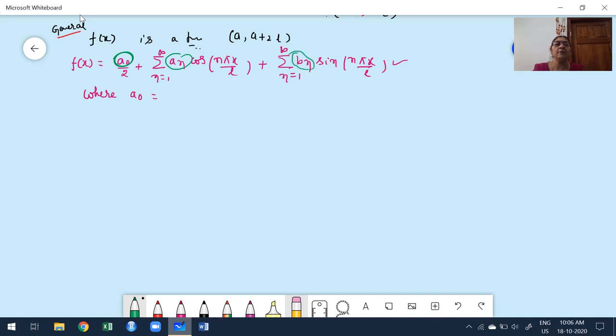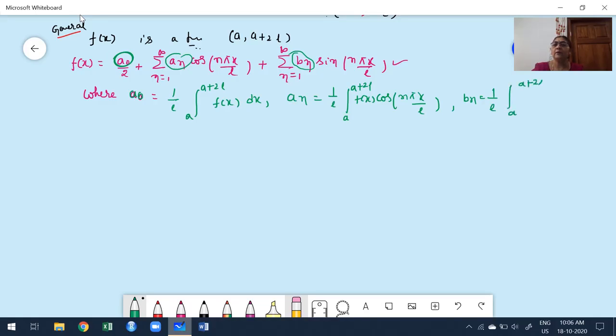Therefore, now finding the values of a naught, a n and b n. The formula for finding a naught is 1 by l, integral over the interval a to a plus 2l of f of x dx. a n is 1 by l, integral from a to a plus 2l of f of x cos of n pi x by l dx, and b n is 1 by l, integral from a to a plus 2l of f of x sin of n pi x by l with respect to x, or dx.